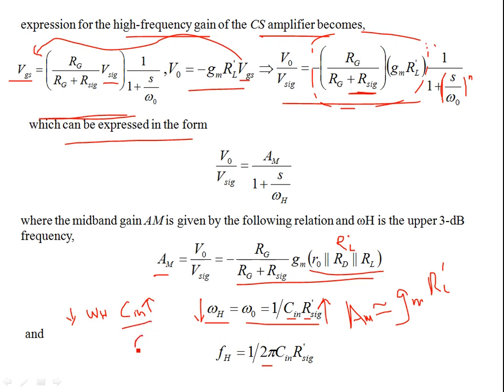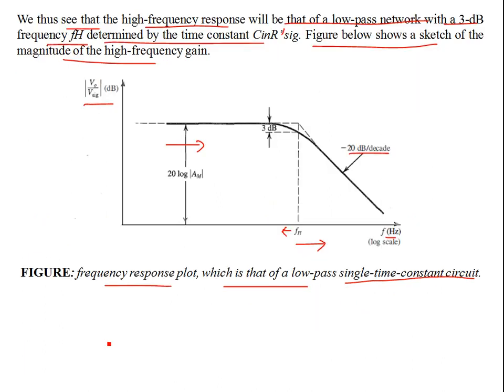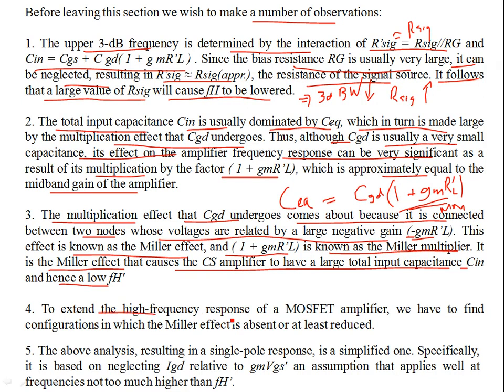Since Cin is huge, although CGD is small, CGD when multiplied by the midband gain becomes a large quantity. That results in Cin becoming large, and if Cin is large, then your 3 dB frequency FH becomes small, which lowers the 3 dB bandwidth. So this Miller effect reduces your 3 dB bandwidth. To extend the high frequency response of a MOSFET amplifier, we have to find a configuration in which this Miller effect is absent or at least reduced, so that we can reinstate the large 3 dB bandwidth.